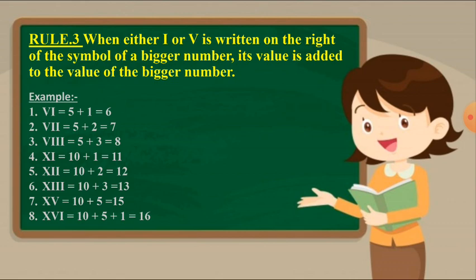The first example is VI is equal to, the V value in Roman numeral is 5 and the value of I is 1. So 5 plus 1 is equal to 6. Then the value of V is 5 and the value of 2I is 2. So 5 plus 2 is 7. Then the value of V is 5 and the value of 3I is how much? 3. So 5 plus 3, your total will be 8. So 8 in Roman numeral is written as V and 3I.